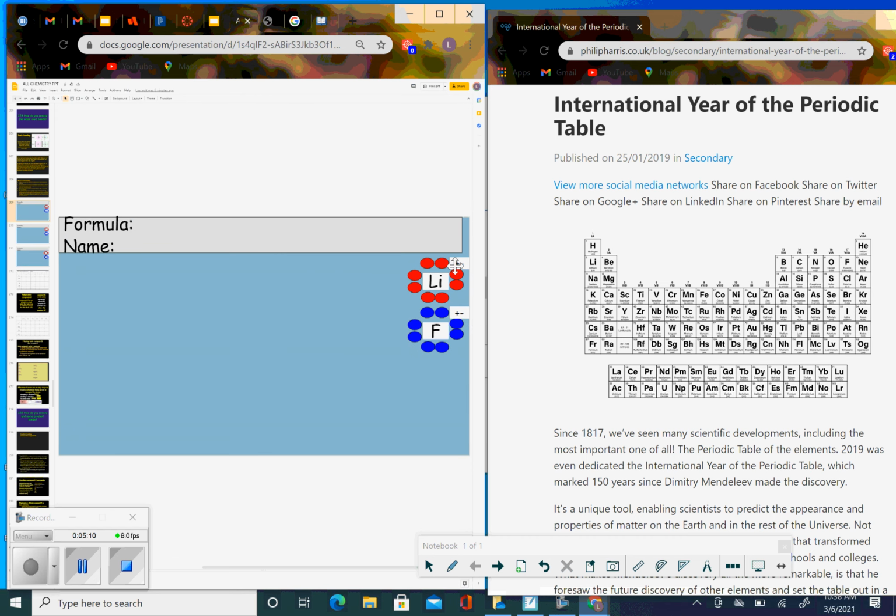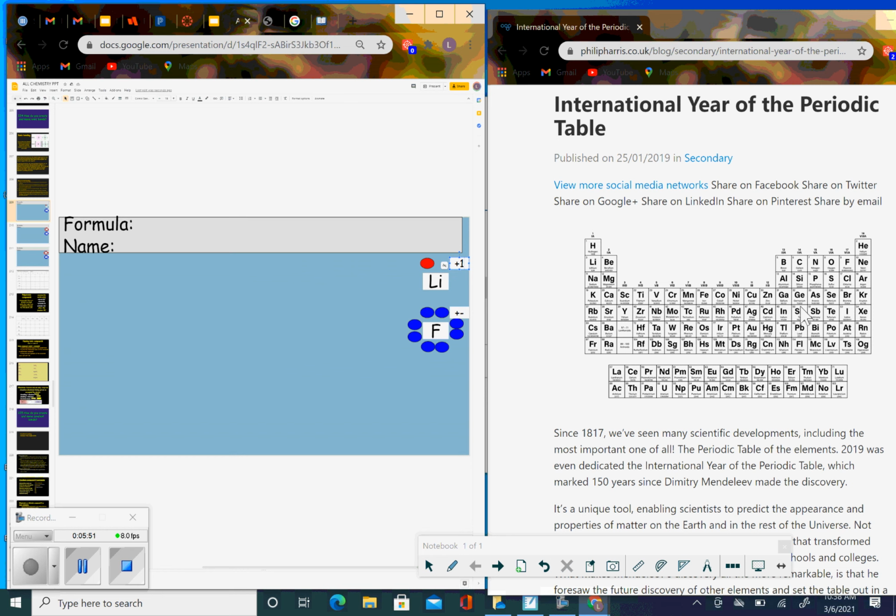All right, so lithium. Lithium has one valence electron, so what I'm going to do is delete all of these other electrons. And lithium has a +1 charge. The reason I know lithium has a +1 charge is it is in the first column. Anything in the first column has a +1 charge, with the exception of hydrogen. Anything in the second column has a +2. Anything in the third column has a +3.